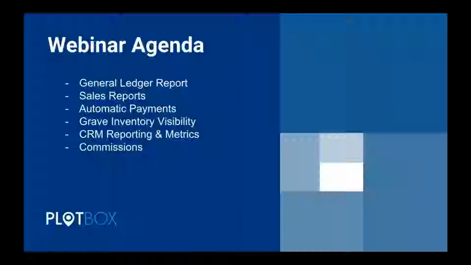So just a brief rundown of today's agenda. We're going to visit reports in PlotBox, things that are probably pretty standard in your current operations, whether they're on paper or not. But the GL report, certainly sales reports, things that most cemeteries are going to be familiar with. But we're going to see some things that maybe you don't currently do. We're going to look at automatic payments, grave inventory visibility, CRM reporting, commission reporting, as well as trust and fund reporting. We're going to chat about all these a little bit, how they impact business, but ultimately how they're handled in PlotBox as well.